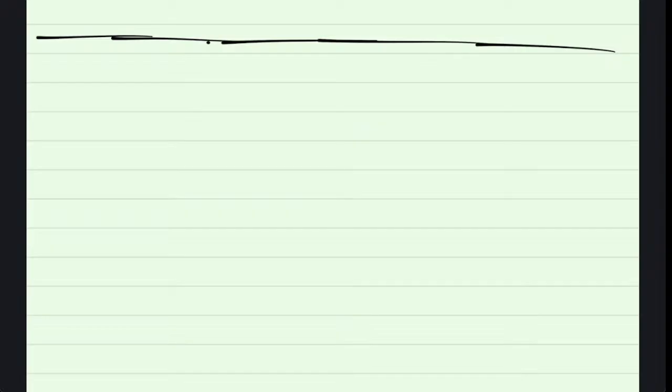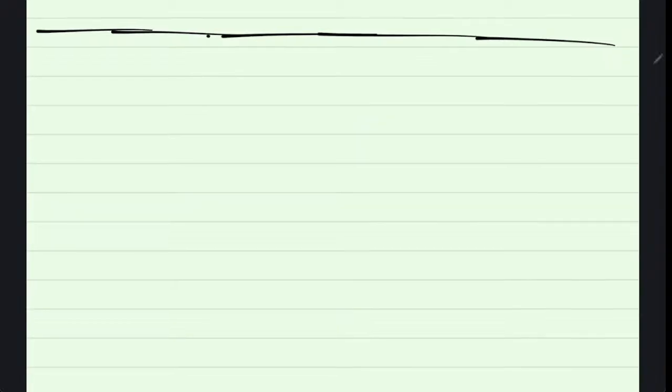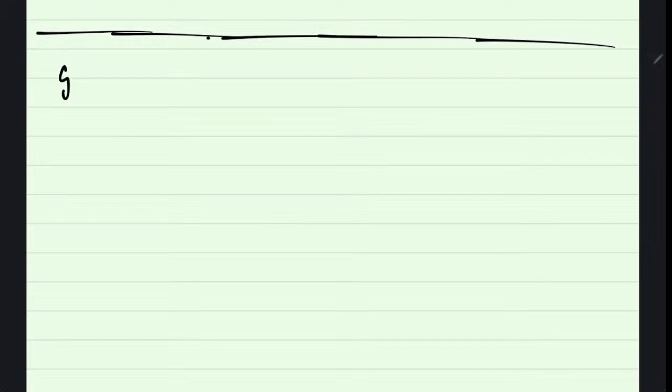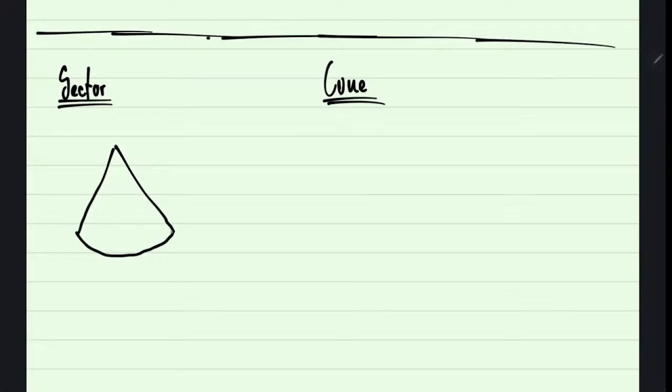What about if they give us a sector? And then what about if they give us a cone? So I'm going to be going shape by shape. If they give us a sector, then what do you do if they give us a cone? Then we'll see different types of questions. Right. And then I want to be building you up slowly.